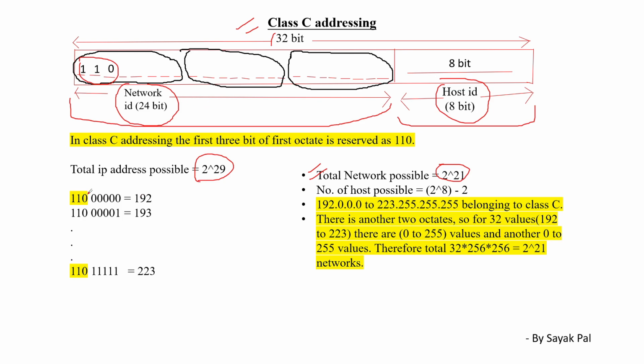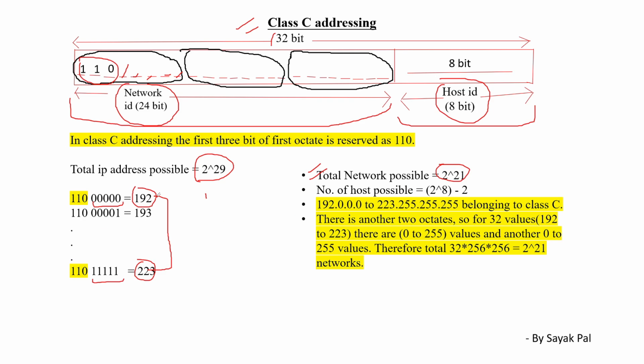So what is the range? We can clearly see that 110 is reserved, so the 1, 2, 3, 4, 5 fields are there in the first octet. So these 5 fields can be arranged from all zeros to all ones. That is nothing but 192 as the first number, up to 223. So 192 to 223 is the range for class C IP addressing.